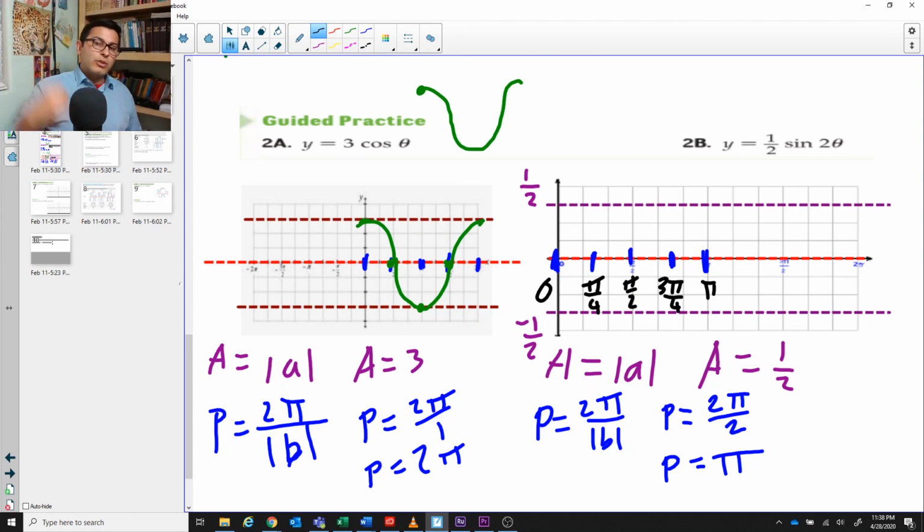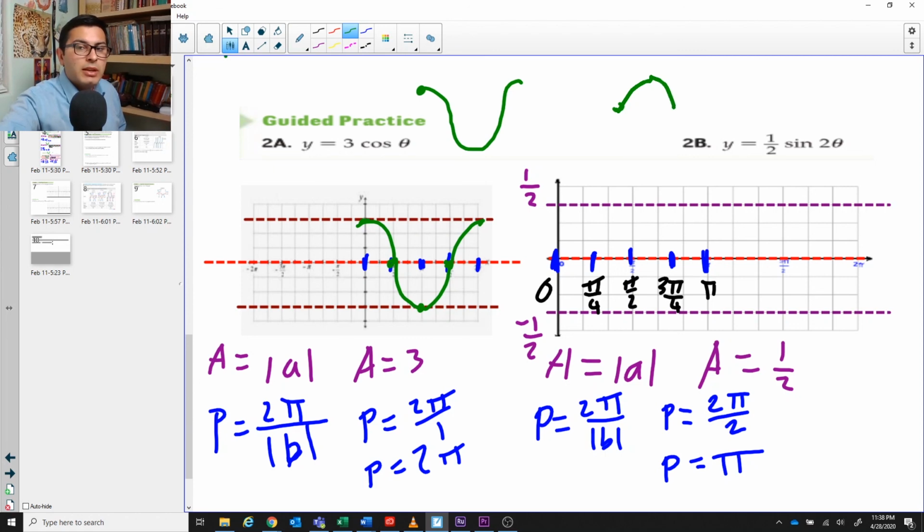Now let's draw our graph. We know this is sine. Sine starts at the midline, goes up to the maximum, back to the midline, down to the minimum, and then it finishes off at the midline. So let's draw our points. Start at the midline, go to the maximum, back down to the midline, all the way down to the minimum, and then back at the midline.